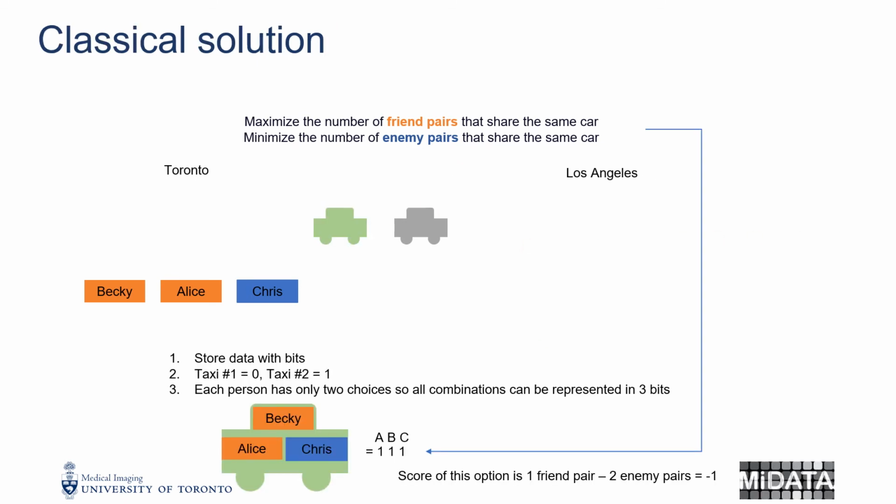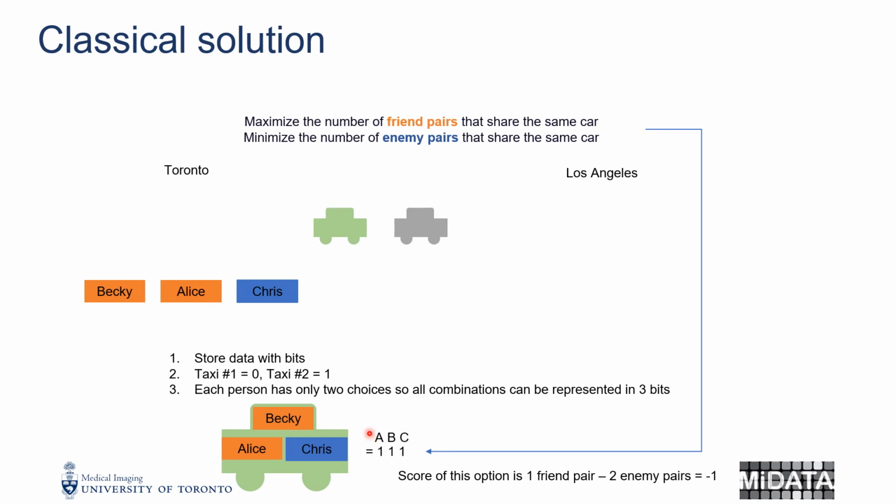So to evaluate this, you can store this particular data and represent it with bits. If you take, for instance, taxi number 1 as 0 and taxi number 2, here in gray, as 1, each person has only two choices to be in either one of those cars, so all the combinations can be represented in a total of 3 bits.